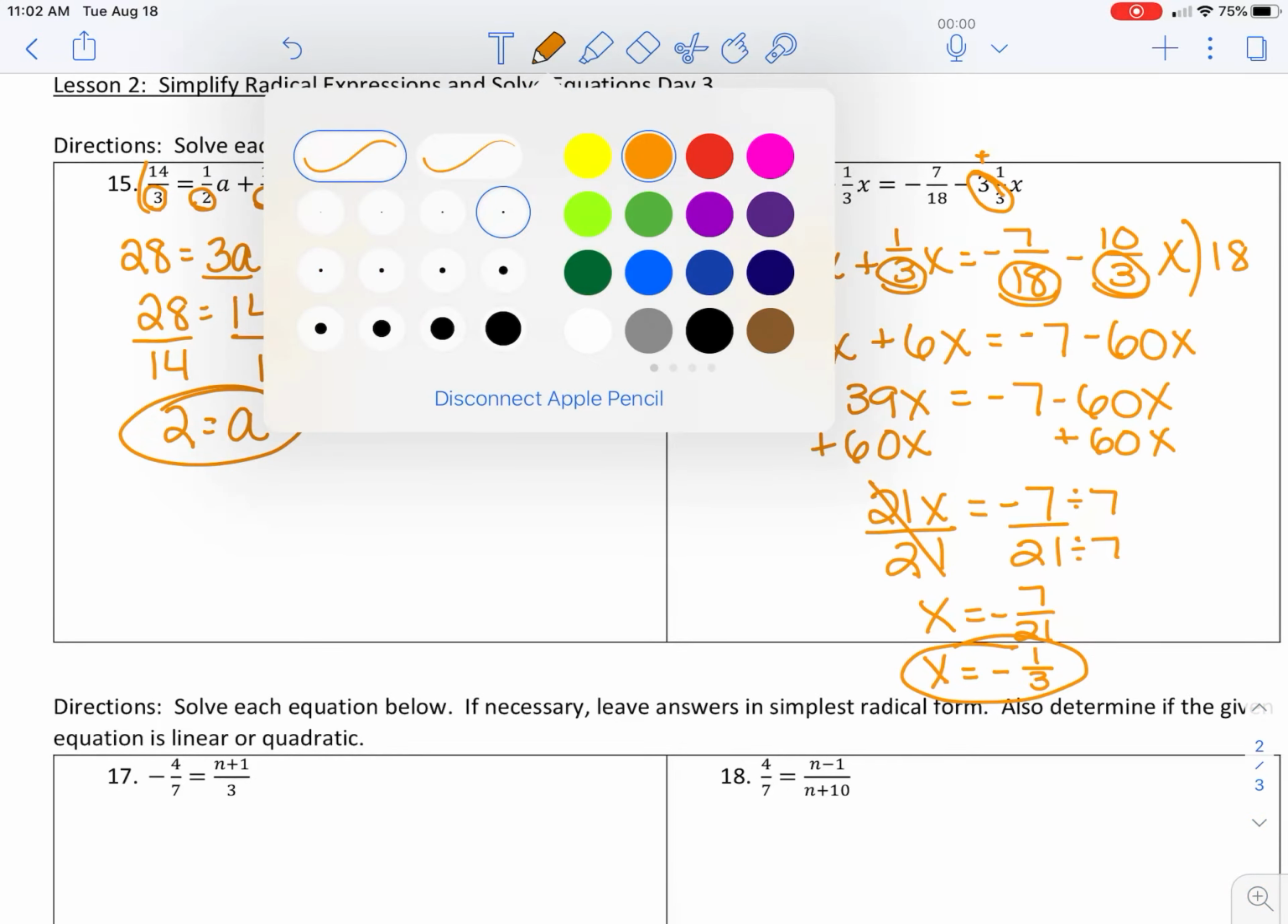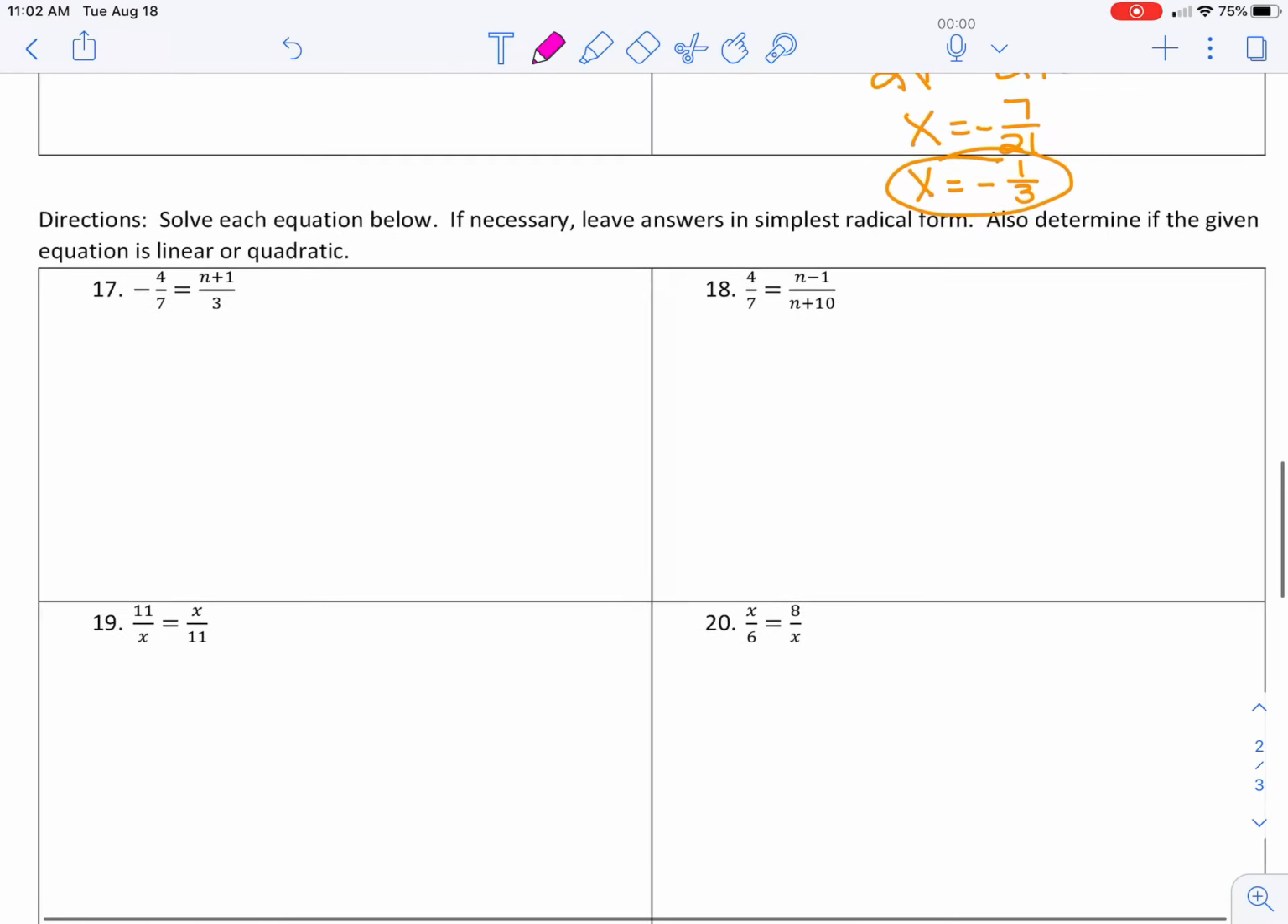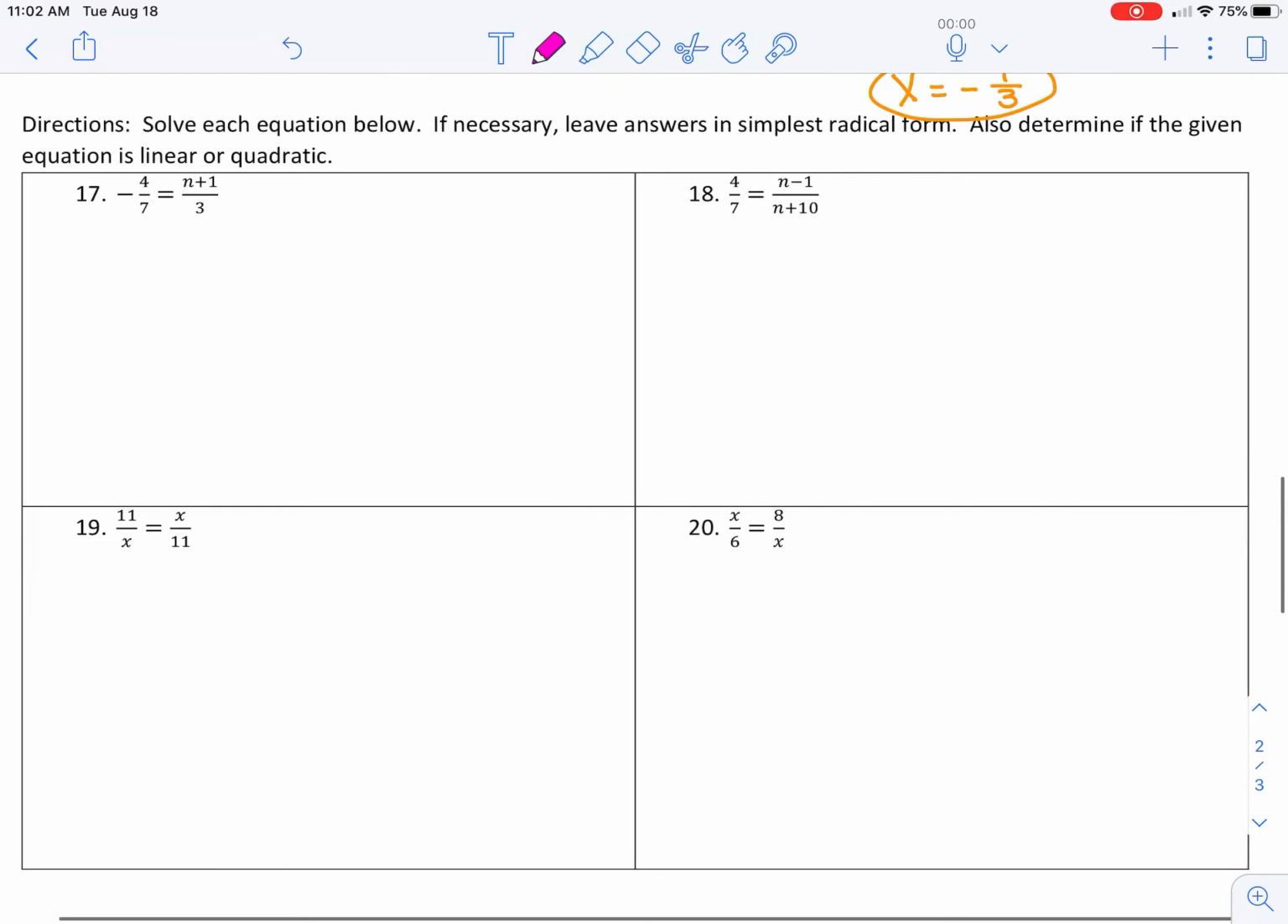All right, let's move on to the last 4. So, we are going to solve each of these equations, and it says, if necessary, leave in simplest radical form. That is going to be necessary on a couple of them. And then it says, also determine if the given equation is linear or quadratic.